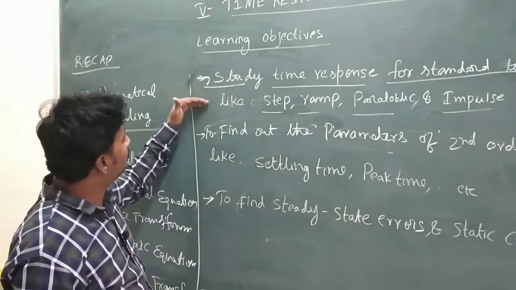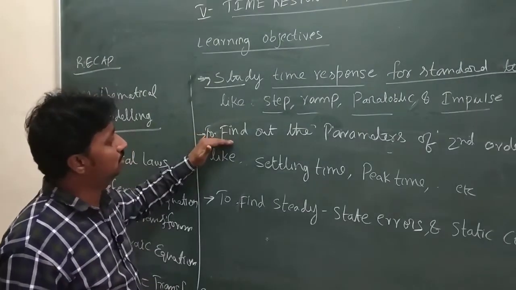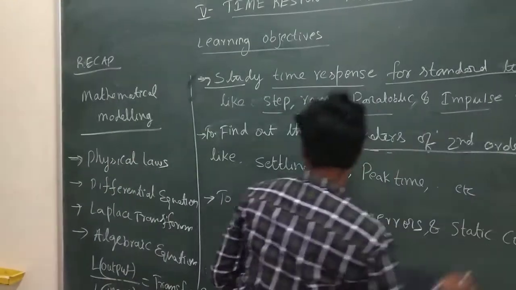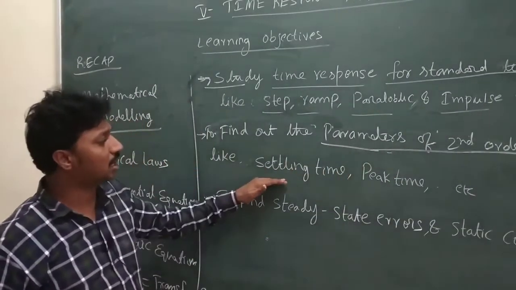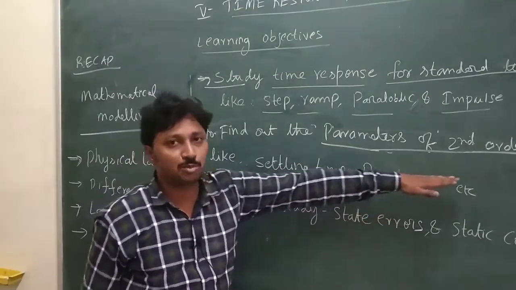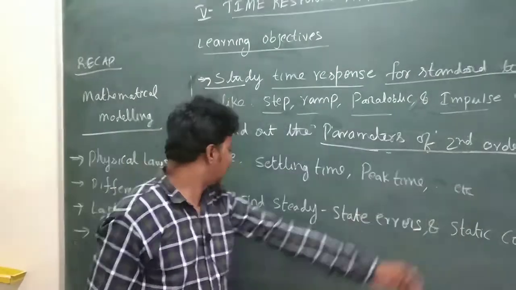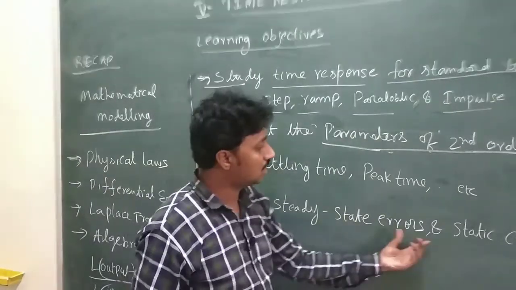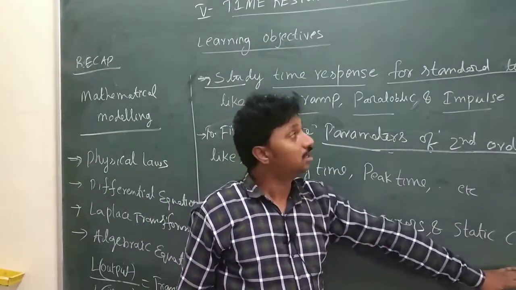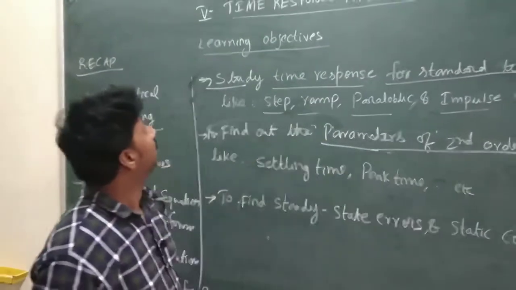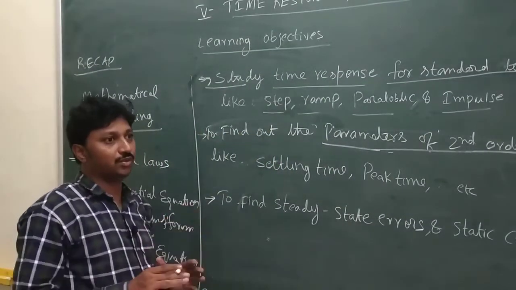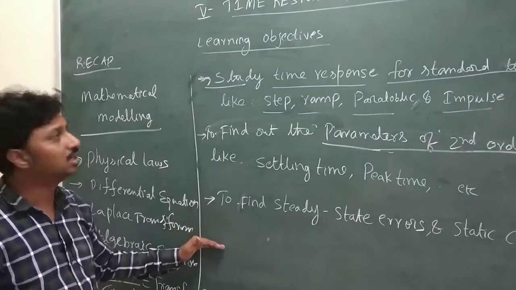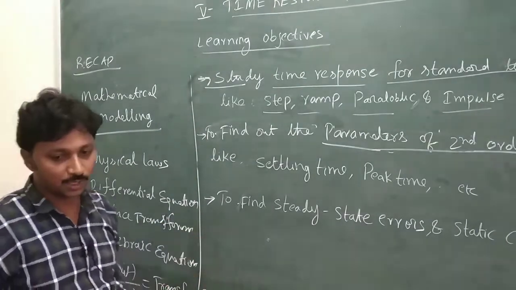You will also be able to find the parameters of a second order system, like settling time, peak time and maximum peak overshoot, and you are able to find steady state errors and static error constants. So in this fifth unit, we are going to study all these things.